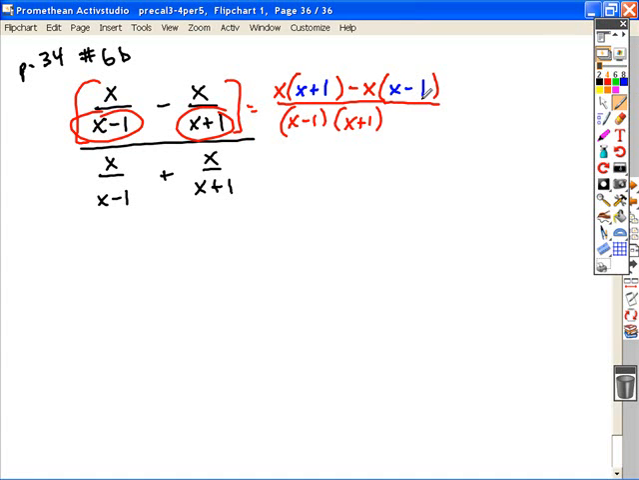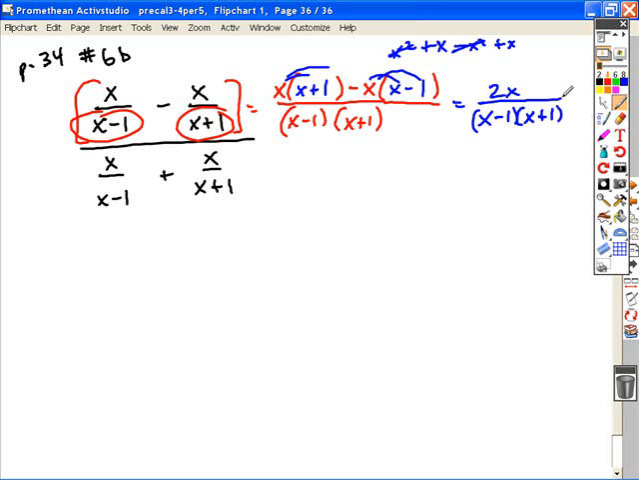And then we'll subtract the next fraction's numerator times any missing LCD factor from its denominator, the x minus 1. And so if we distribute, what we have here is x squared plus x minus x squared plus x. Again, the x squareds will cancel, leaving a 2x in the numerator, and x minus 1, x plus 1 in the denominator.